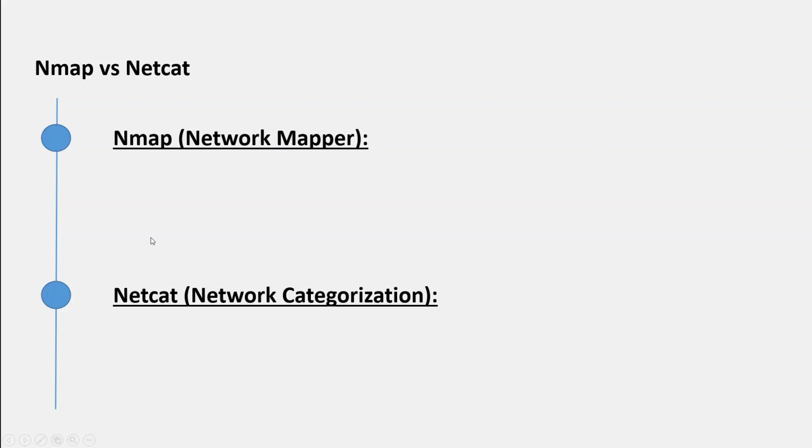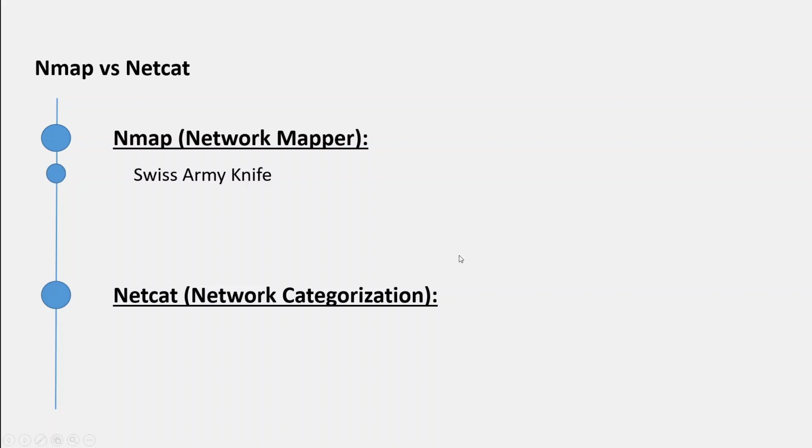In the role of cloud operations, one way or another, you have to troubleshoot network at one time or another. Nmap and Netcat are two of the must-have tools for that matter. In this video, we are going to see a quick and simple difference between these two very useful commands. So Nmap stands for network mapper, whereas Netcat stands for network categorization.